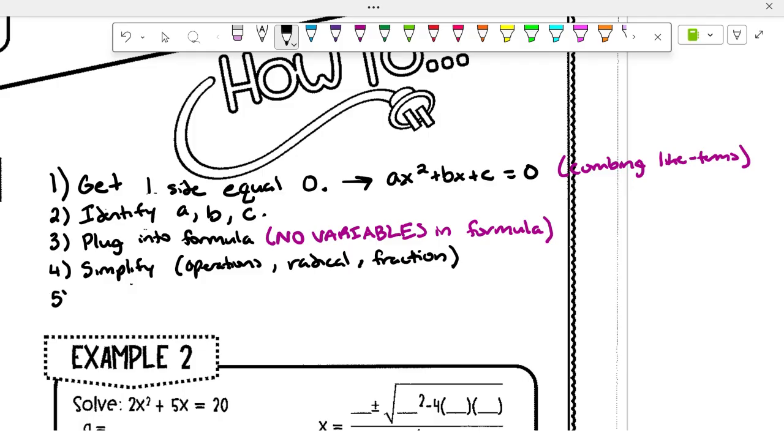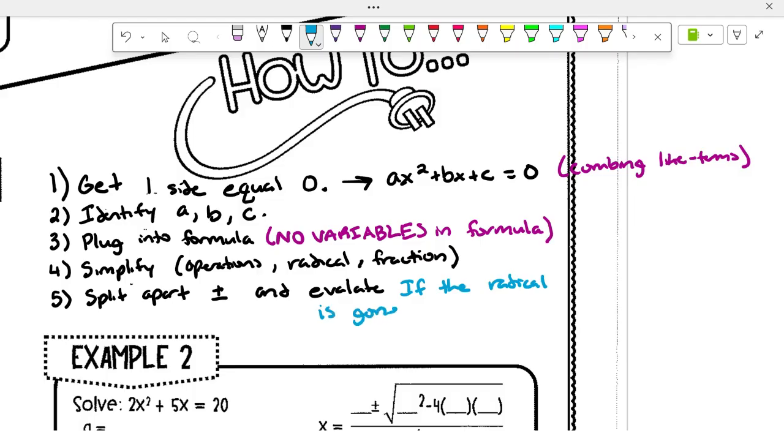And then the last step is that you would split apart the plus minus and evaluate, but you only do this if the radical is gone, meaning you no longer have a square root. It either worked itself out, like you had a perfect square, or worked out nicely. That's when you would break apart the plus minus. If the radical's still there, you just leave it as it is after you've simplified everything to the max that you could.